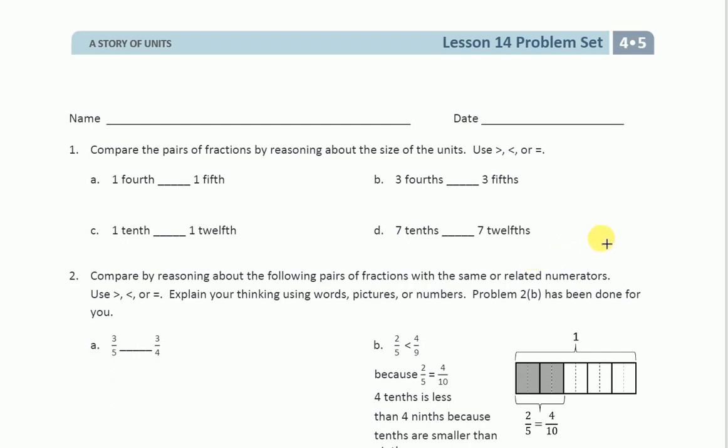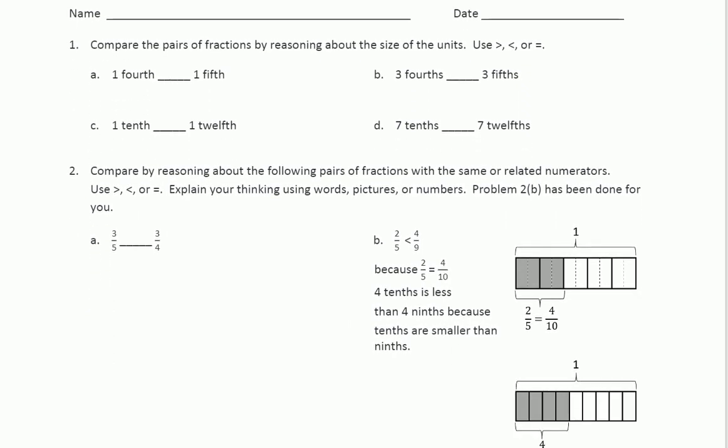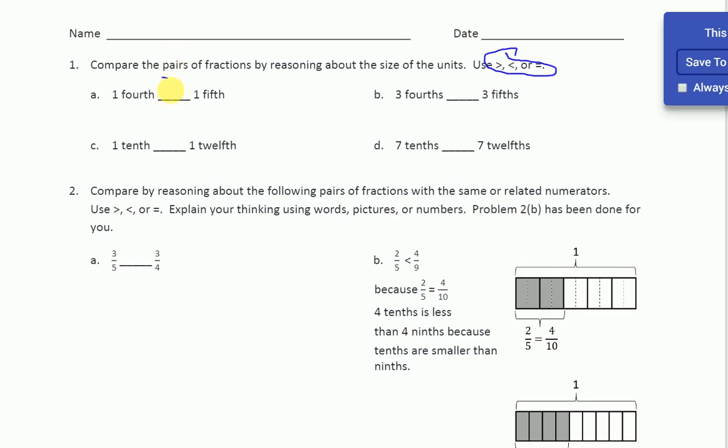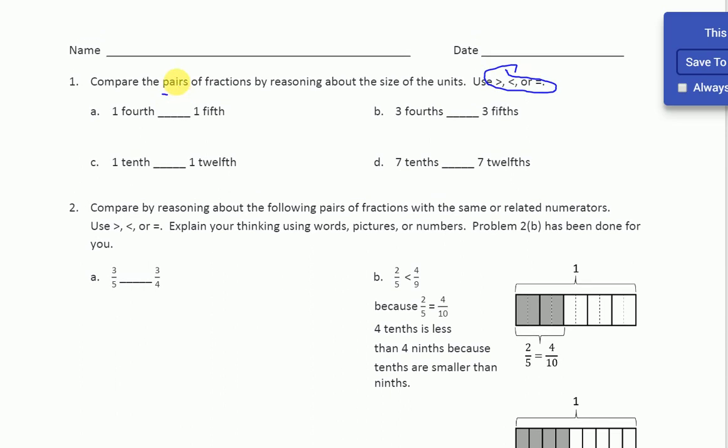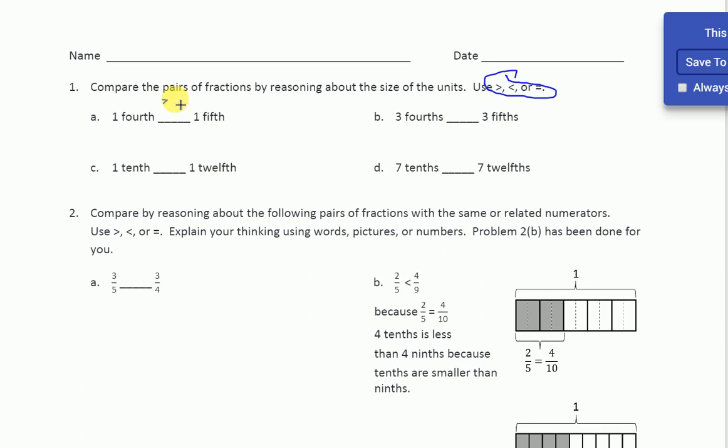With number one, we're comparing the pairs of fractions by reasoning with the units, of course, using our symbols greater than, less than, or equal. So this first one is pretty straightforward using these symbols. So we're going to look at 1/4 and 1/5. Well, what is bigger, a fourth of a piece or a fifth of a piece? Well, the fourth is going to be bigger. So we're going to put our sign here. Okay, so we got a fourth bigger.